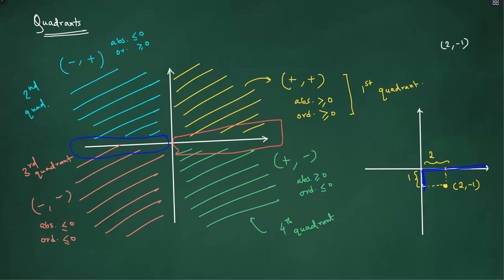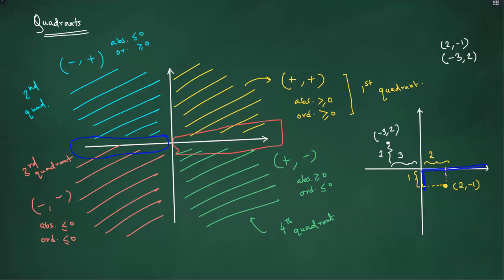Similarly, another question is given. You need to plot the point minus 3 comma 2. So how are you going to do minus 3 comma 2? Minus 3 means negative x-axis. So on the negative side of the x-axis, I'm going to move 3 units. On the positive side of the y-axis, I'm going to move 2 units. And this point over here is going to be negative 3 comma 2.